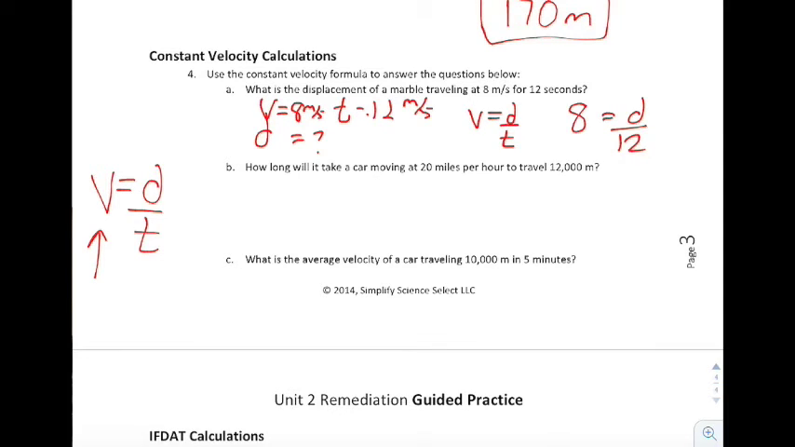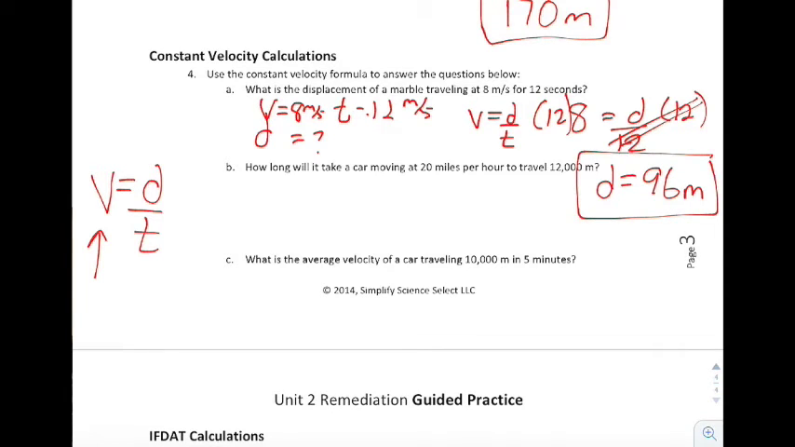Now once you get to this point, you have to solve for d. Since d is divided by 12, you don't want to know what 1/12 of d is, you want to know what d is. So instead you would multiply both sides by 12. You have to do it to one side, you have to do it to the other to make sure you maintain your equality. Those cancel, and you get d is equal to 96 meters.